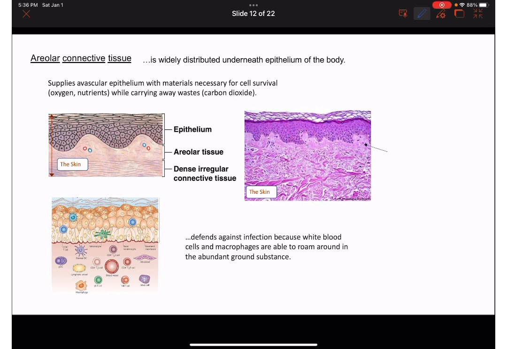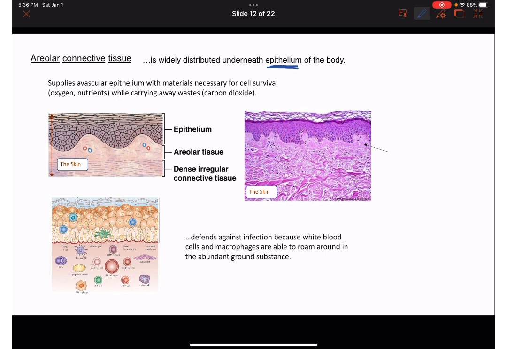Now, because of these properties, because areolar tissue has a large amount of ground substance and is well vascularized, areolar tissue is going to be a great support tissue. And specifically, it's going to be a great support tissue for the epithelium of the body. So we're going to find areolar tissue under all of the epithelial sheets that I know of. It's going to have a layer of areolar tissue directly underneath it. It's going to be a great support tissue for epithelium.